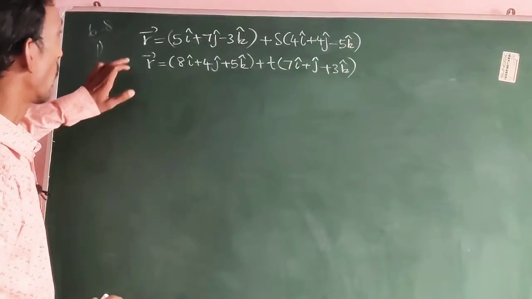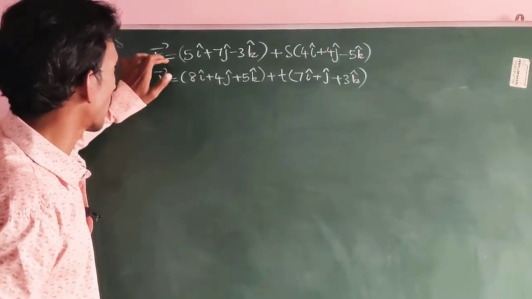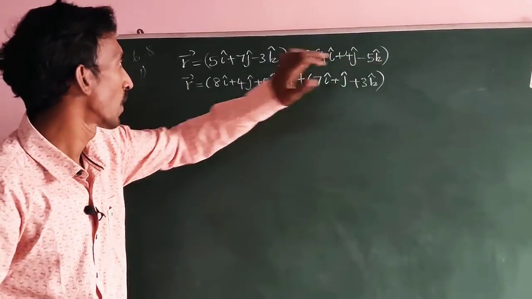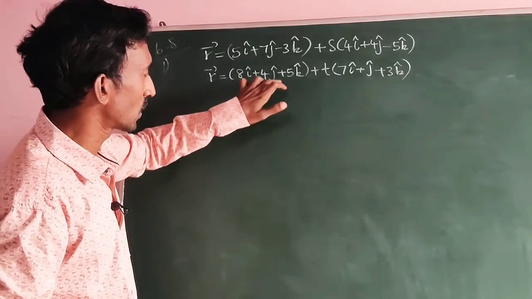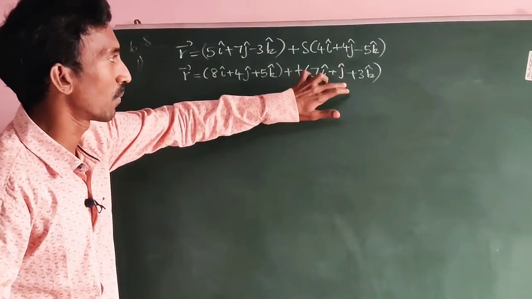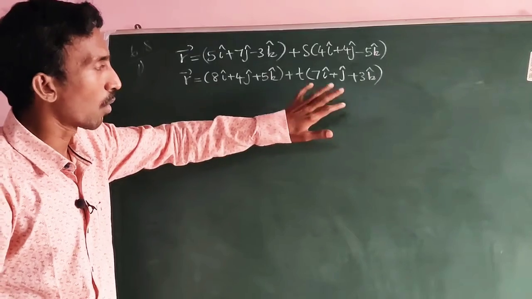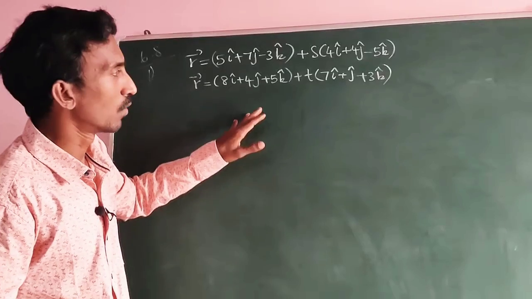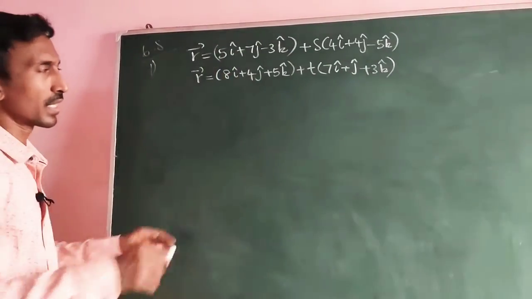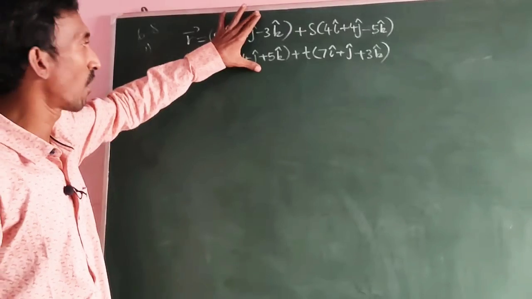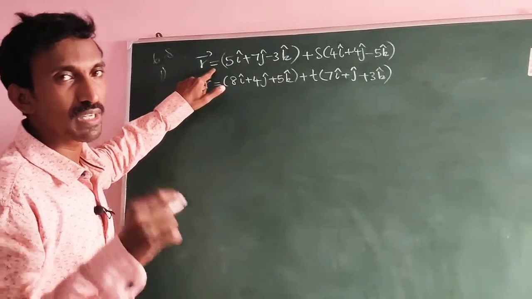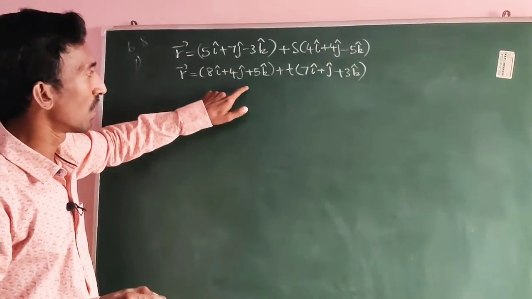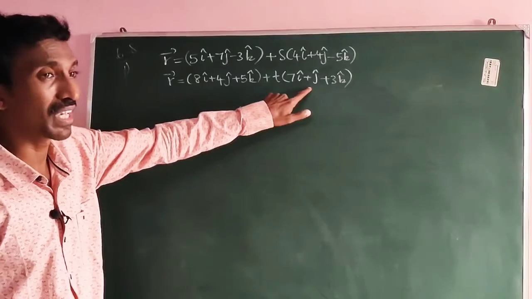Show that the two lines r vector equal to 5i plus 7j minus 3k plus s into (4i plus 4j minus 5k), and r vector equal to 8i plus 4j plus 5k plus t into (7i plus j plus 3k) are coplanar, and find the vector equation of the plane in which they lie. Just compare these two equations of straight line to the general form: r vector equal to a vector plus s b vector, and r vector equal to c vector plus t d vector.